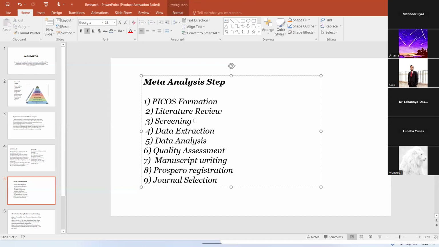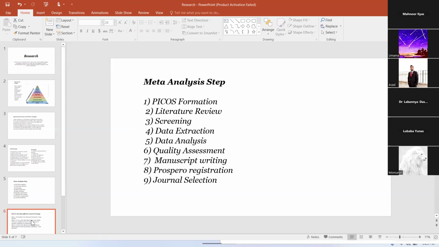So today we'll be covering the first 3 things. We have covered the first thing. Now moving on towards the literature review. Before the literature review, first of all, you have to select the topic.